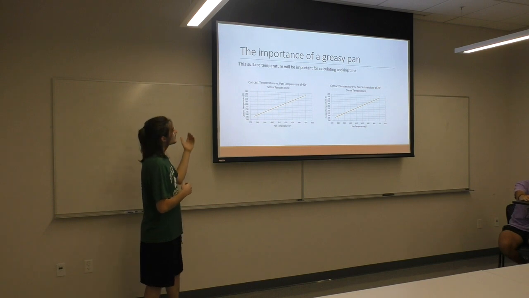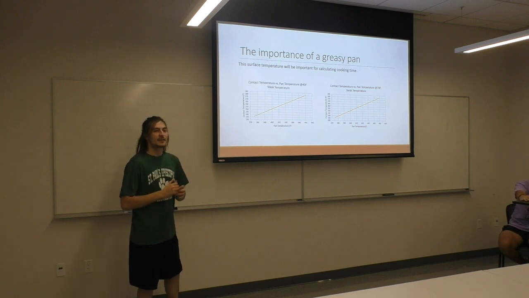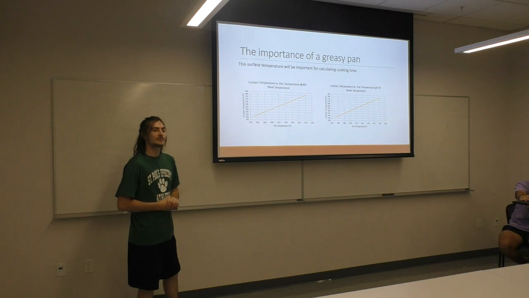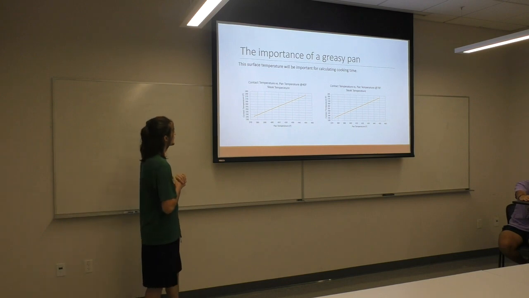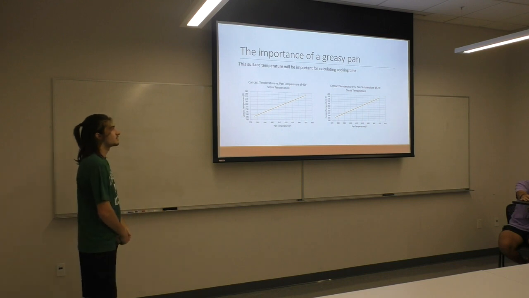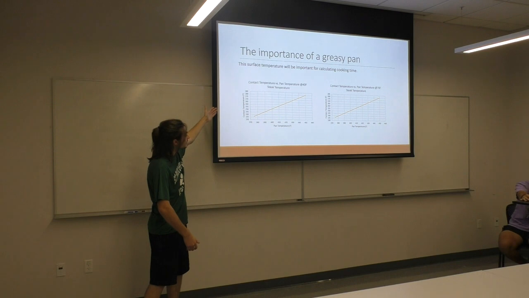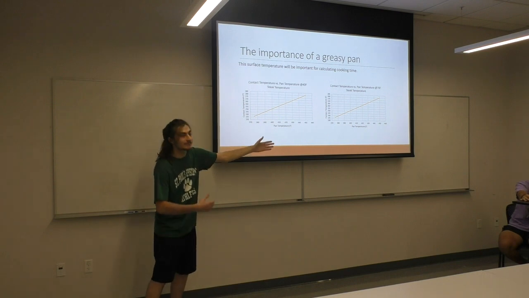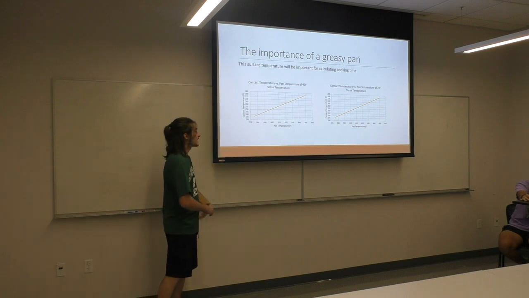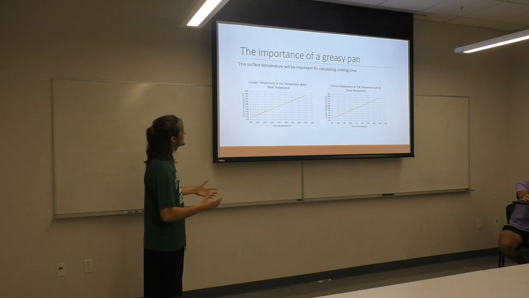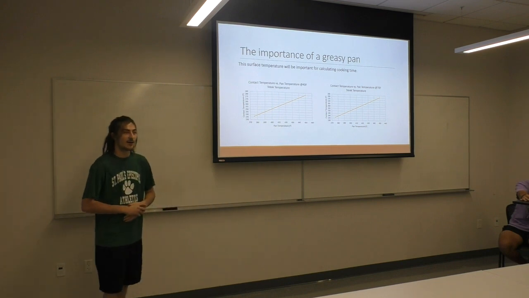as you increase your pan temperature, the surface temperature linearly increases, which is going to be important later, because this is going to have a very large impact on cooking time. And if you look to the left, this is with a refrigerated steak versus a room temperature steak at the same temperatures, and it honestly doesn't have much of an impact on the surface temperature.